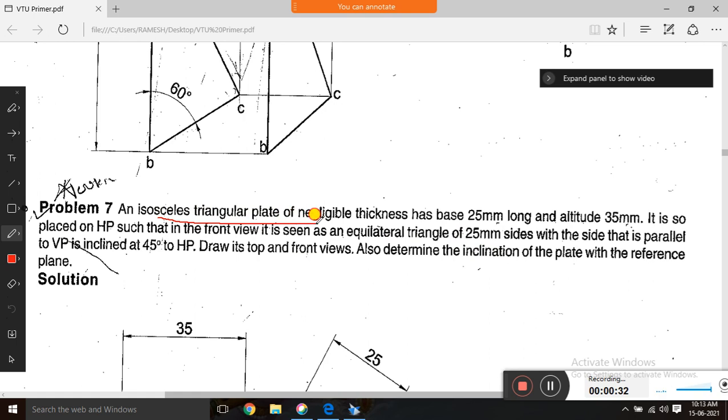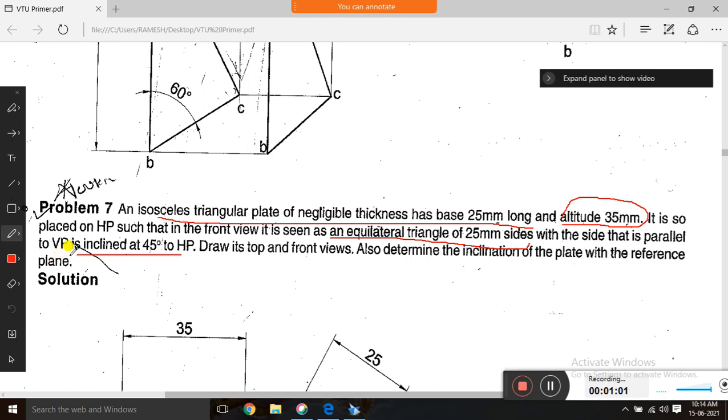Isosceles triangular plate with negligible thickness has 25 mm sides, and the given altitude is 35 mm, and it is placed on HP such that in the front view it is seen as an equilateral triangle. In the front view it is seen like an equilateral triangle with sides of 25 mm, and with the side that is parallel to VP inclined 45 degrees. Draw the top and front view and also determine the inclination of the plate with reference to the plane.